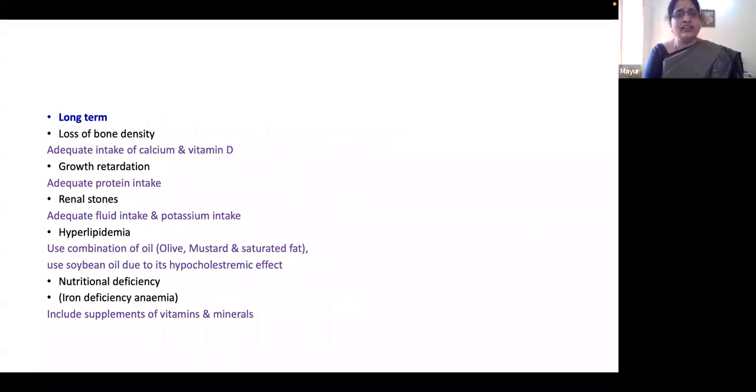Long term is again loss of bone density, growth retardation, renal stones, hyperlipidemia, then definitely there will be the medication list. Definitely calcium and vitamin D supplements are given, so maybe it can be tackled as a preventive measure itself. And growth retardation should not be allowed at all when there is close monitoring and fine tuning. And then renal stones, again, as ma'am said, they have to approach us to address these issues. Hyperlipidemia, definitely we are treating these cases also, but sometimes hypertriglyceridemia takes a longer time to reduce.